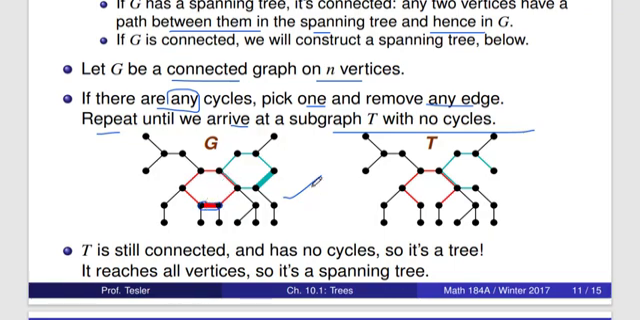Let's assume here they have removed this edge. We can remove any edge. Now let's take the second cycle. They have removed this edge. Now we can see that there is no cycle. T is still connected, so it's a tree. It's called a spanning tree and it reaches all vertices. From any graph, if we remove edges from the cycles and make a new subgraph that has no cycle and reaches all vertices, it's called a spanning tree.